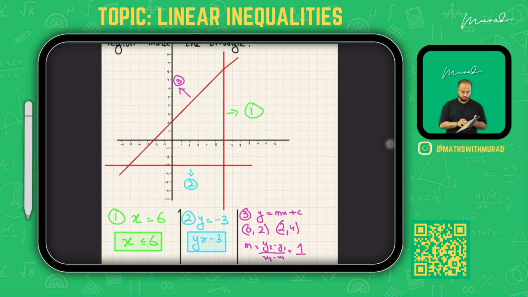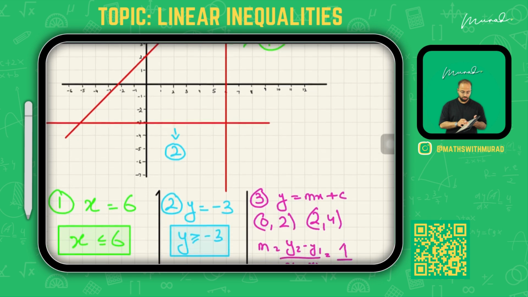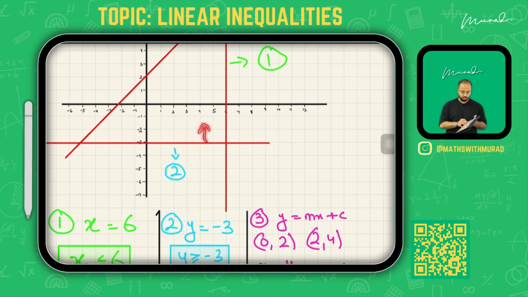Now for the next one, there is y equals to minus 3. Why y equals to minus 3? Because this straight line is intersecting y at minus 3. So the equation of this line is y equals to minus 3. Now I need to look whether my region is upward or downward. My region is upward. So I'll add the sign y is greater than or equal to minus 3. Why greater? Because upward, and the equal to because it was a solid line.